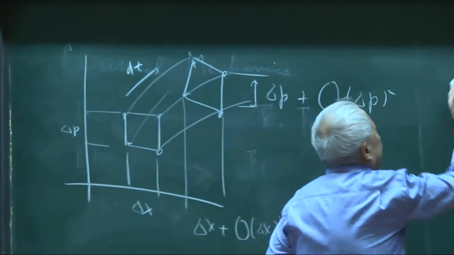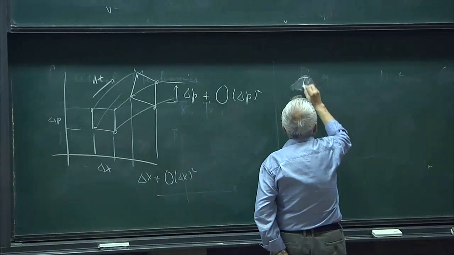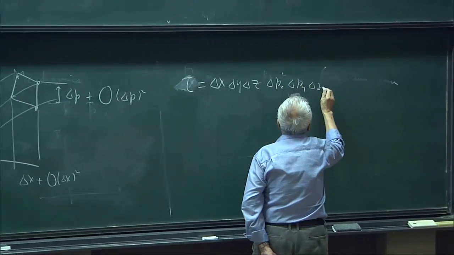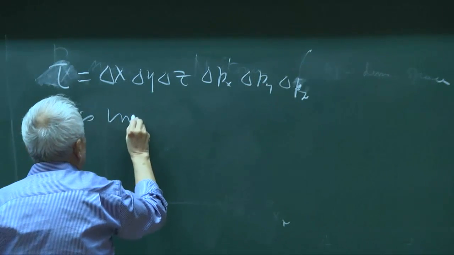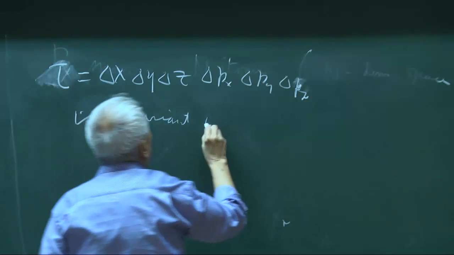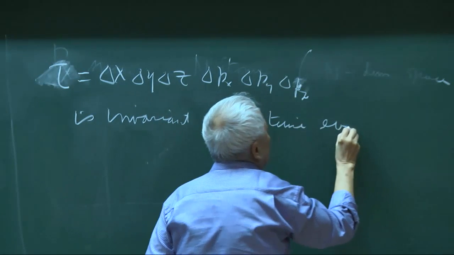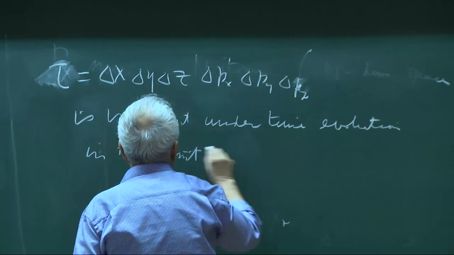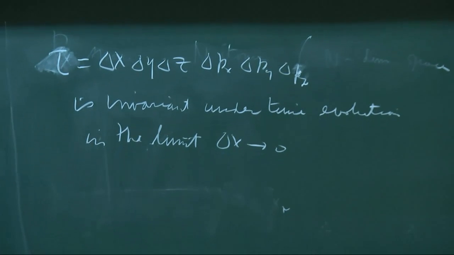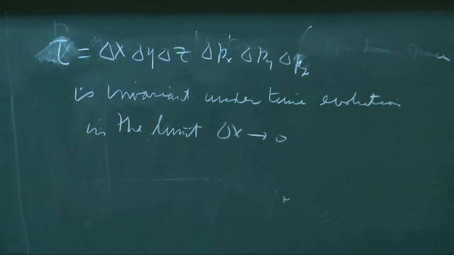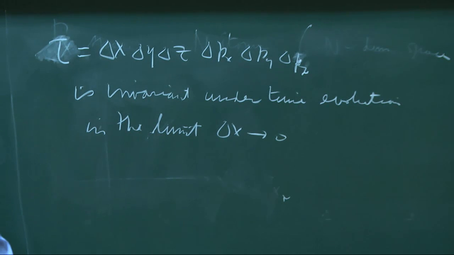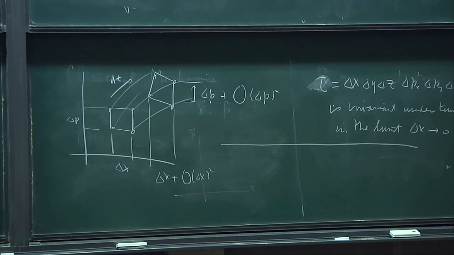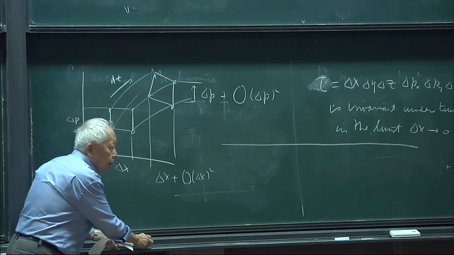This is an important one. Therefore, tau, which is equal to delta x, delta y, delta z times delta px, delta py, delta pz, is invariant under time evolution, in the limit delta x equals 0 and so forth. In the limit, you can treat each as infinitesimal. That doesn't change. So that's important, that the volume element is invariant. So now we consider how this distribution function changes. Since the volume element does not change, we can just concentrate on how the distribution function changes.